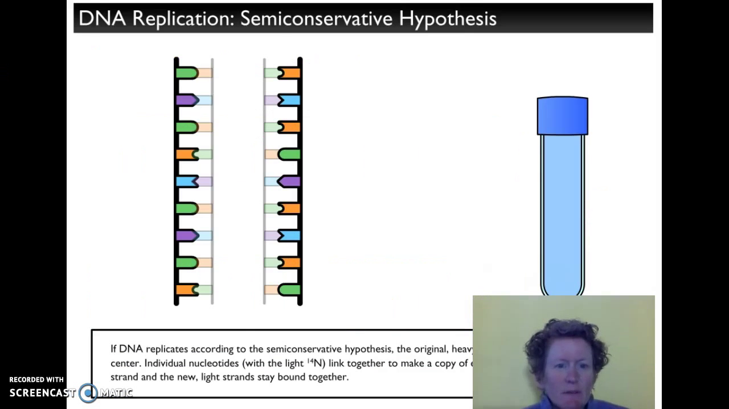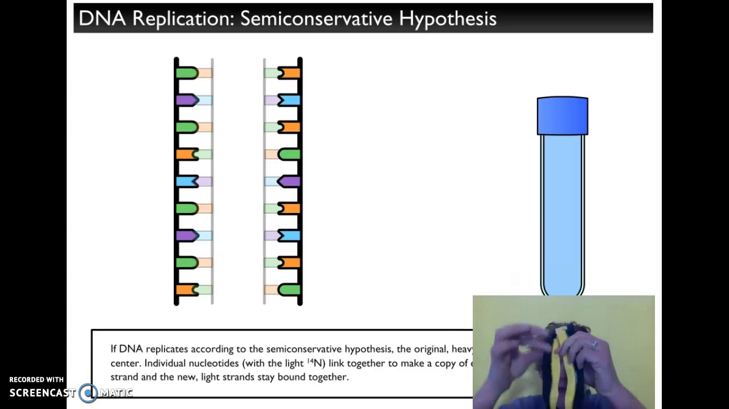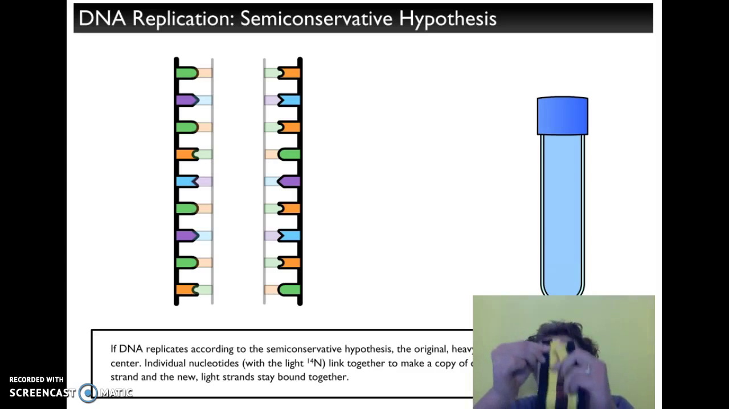We're going to learn a little bit more about how scientists discovered how DNA replicated. This is called the semi-conservative hypothesis, because when we make new DNA, we keep half of the original. Semi, of course, means half. So we keep half the original, and then we make half the molecule new nucleotides. And so when we make new DNA, half is new and half is old.